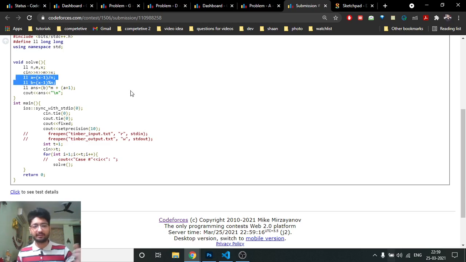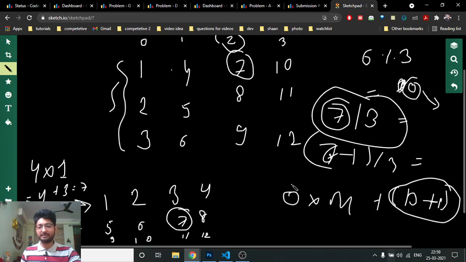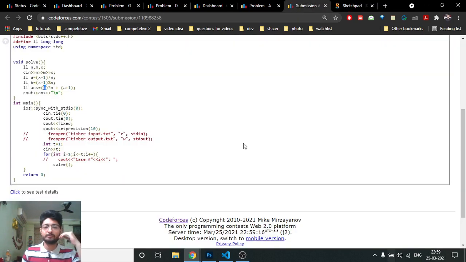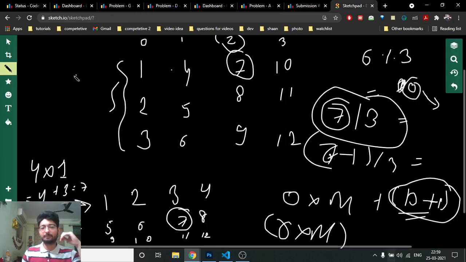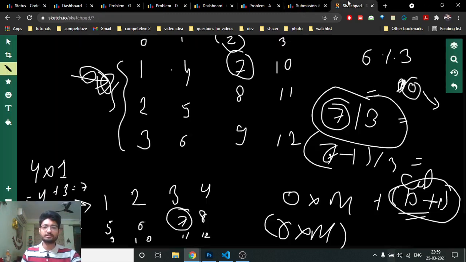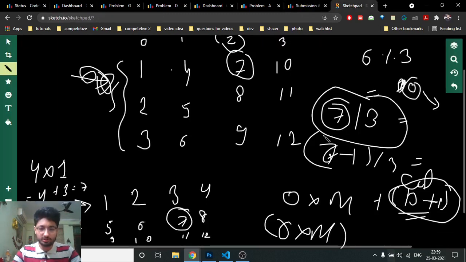Then the final answer is b into m. That's what I've done. b is actually giving you the row position. So the row position into m, plus a plus 1, where a gives the column it is in. So the column plus 1. So that's the whole logic. I hope you understand the logic and the code part now.